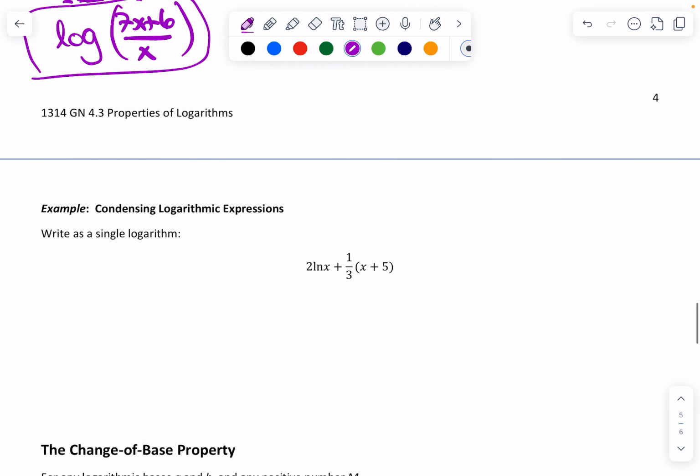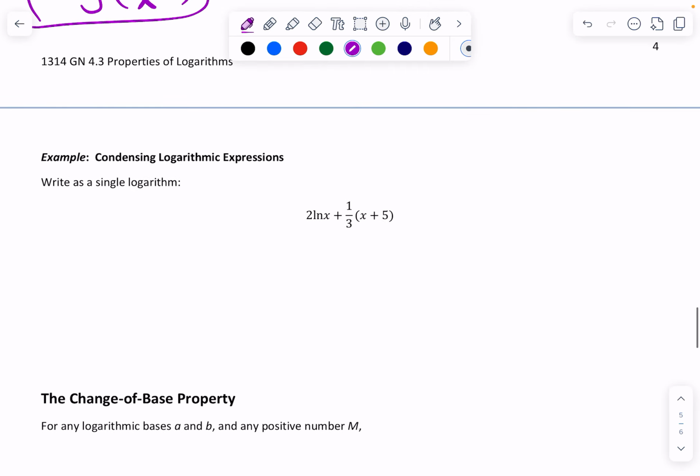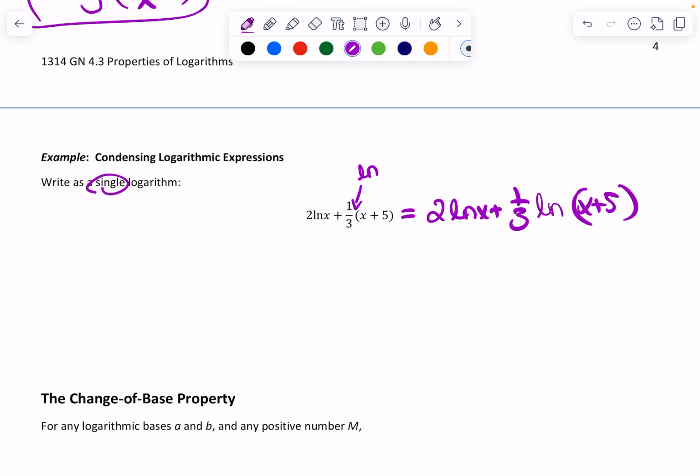Okay, let's look at this next example. And now there is a mistake actually here. There should be the natural log in between here. So it actually should be 2 times natural log of x plus 1/3 natural log of x plus 5. Should look like this. Again, our goal is to write as a single log.